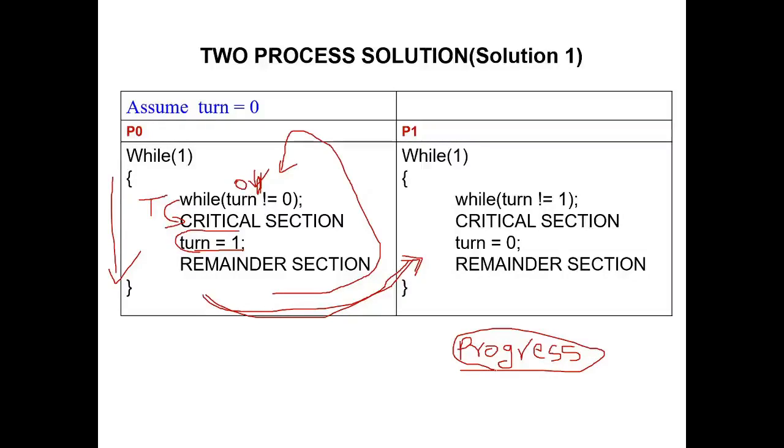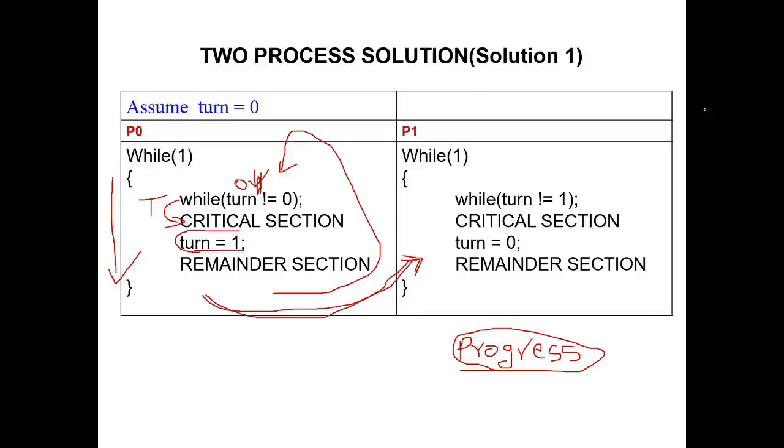Here P0 wants to go again into the critical section, but we are not giving the chance to P0 even if P1 does not want to go into the critical section. So this solution meets the mutual exclusion condition and bounded waiting, but this solution does not meet the progress condition. So this algorithm fails here, because in this algorithm the alternate chances are given to each other.